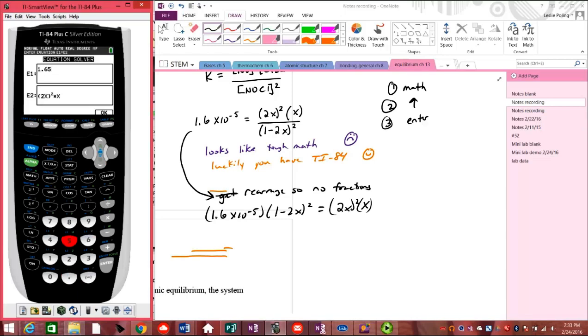Okay, so 1.6 times 10 to the minus 5, so that's just like normal, times, put this in parentheses, 1 minus 2, and use that x there, end your parentheses, and square it. Enter gets you down to the next one. And since it's already there, I'm just going to leave it. Make sure your 2x is in parentheses and then square it. Now you see where OK is? So hit that graph button under it because that hits OK.